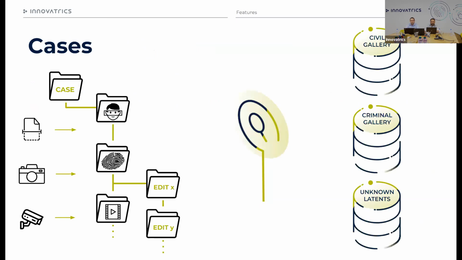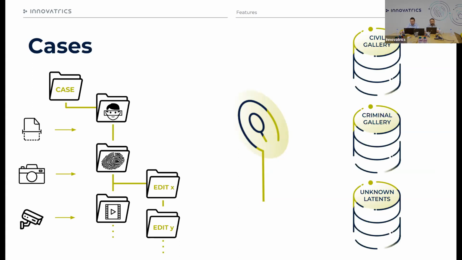Now, let me talk about the cases. Inside of the criminal investigation module, all the evidences are grouped into cases. And a case can store any number of pieces of evidence. This evidence is created from the files you upload to the system, for example, scans, photography of a person, or even CCTV cameras. And all of these evidences can be used for matching.